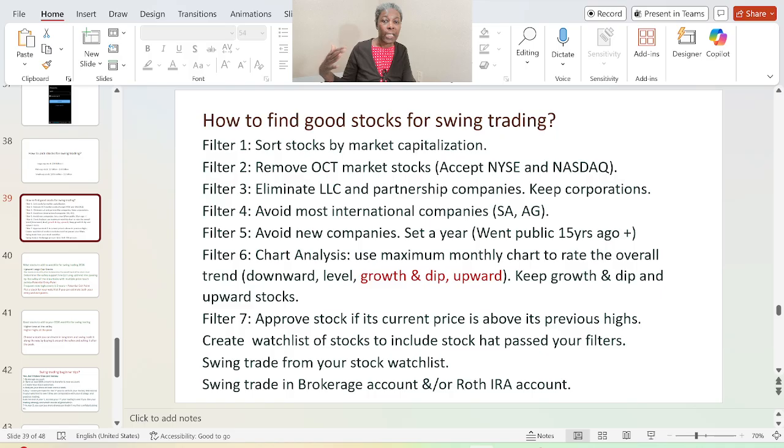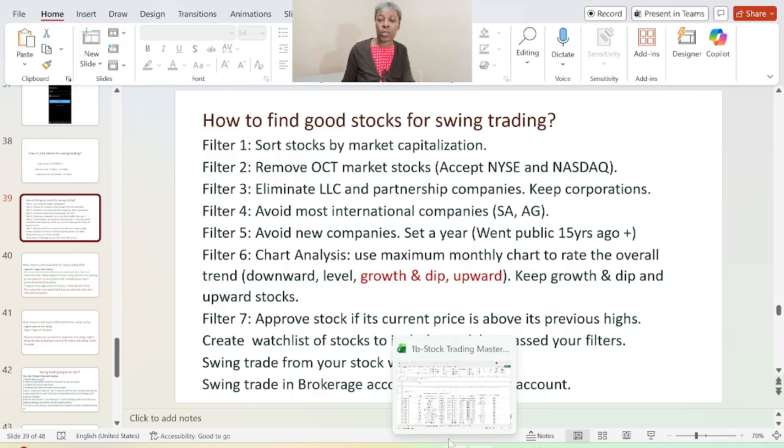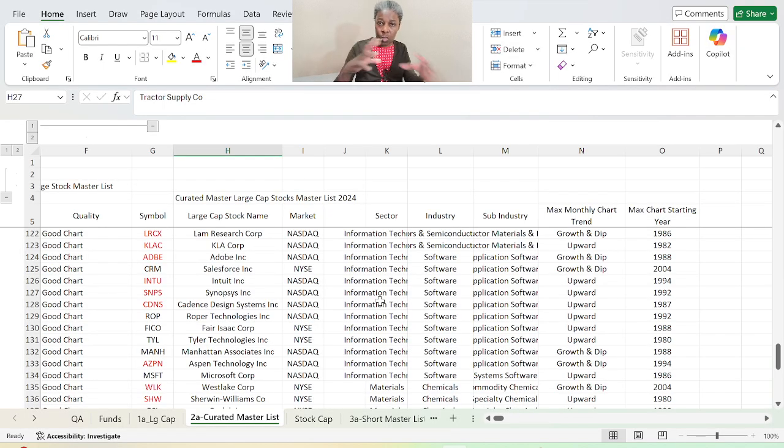So I will eliminate the newer stocks unless there is one that I'm interested in that I like to make an exception for. And then from that point on, I will eliminate the charts that are level or that are downward for the maximum monthly chart. I will eliminate those so that I can just have a list of growth and dip or upward stocks on my watch list. And that will become the master list.